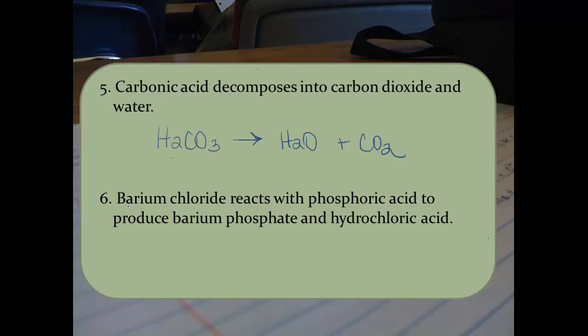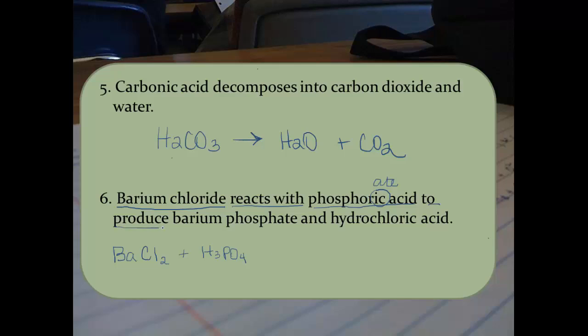All right, so number 6, barium chloride reacts with phosphoric acid to produce barium phosphate and hydrochloric acid. So we have a lot of formulas to write here, so it's important to just take it one step at a time. So barium chloride is ionic, so we have to think about the crisscross rule. So that's BaCl2. Reacts with, so that's indicating there's 2 reactants, so I need a plus sign. Phosphoric acid. Again, an ic ending on an acid name indicates that it's from the ate ion, so phosphate. The acid is going to be H3PO4. That's PO4 is phosphate.